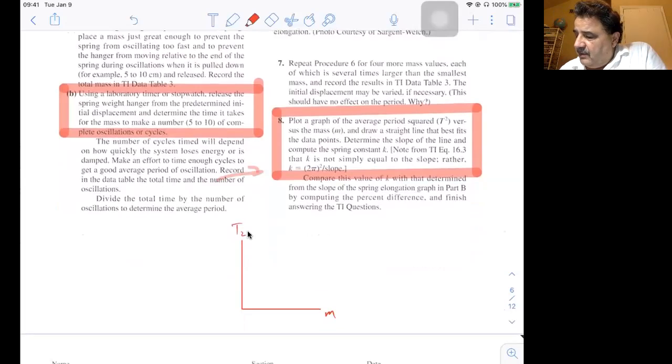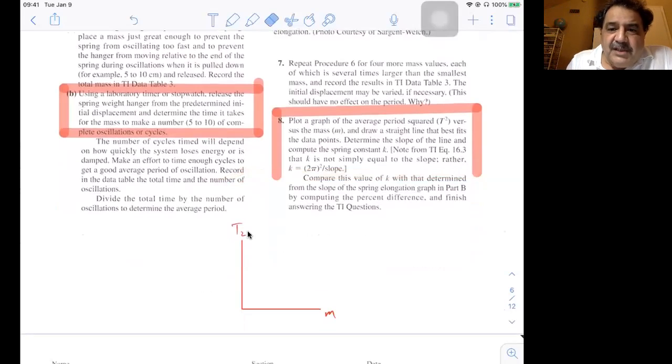And then you're going to plot the graph of the average period. Plot a graph of the average period squared versus the mass, and draw a straight line that best fits the data points. Determine the slope of the line and compute the spring constant, k. Now, I probably covered it up a little bit. Let's erase this. k is equal to 2 pi squared over the slope.